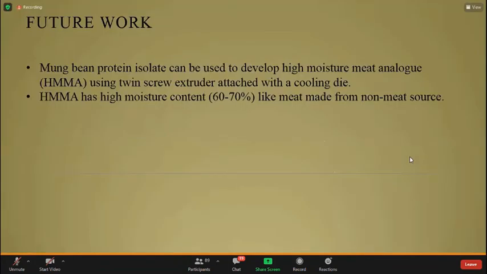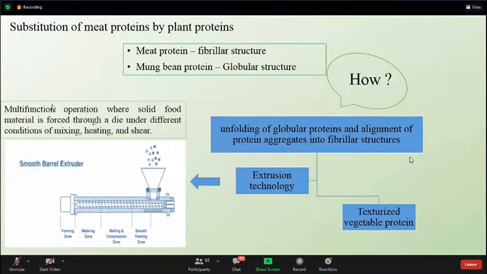Then we are looking into this to develop into what we call meat analog. That is our next research work. But of course, we need this equipment, which is a twin screw extruder. This will cost about 400,000, to turn into mid and long term.